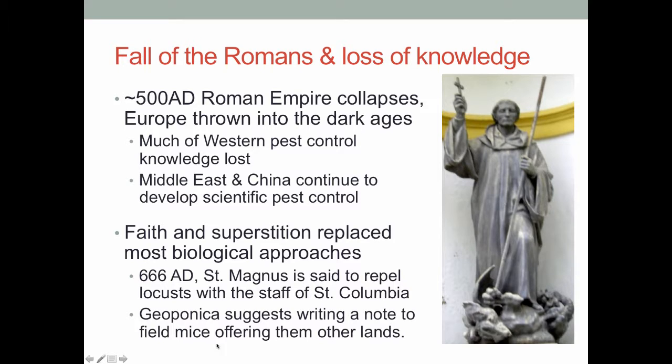Or there's a book, the Geoponica, which was, as far as I can tell, the world's first agricultural textbook, written at that time. And there are stories in the Geoponica about how, if you want to get mice to leave your field, you can write a note to the mice and stick it under a rock in the field that basically says, hey, I get that you're mice and you need to eat and stuff, but I'm trying to grow something here.